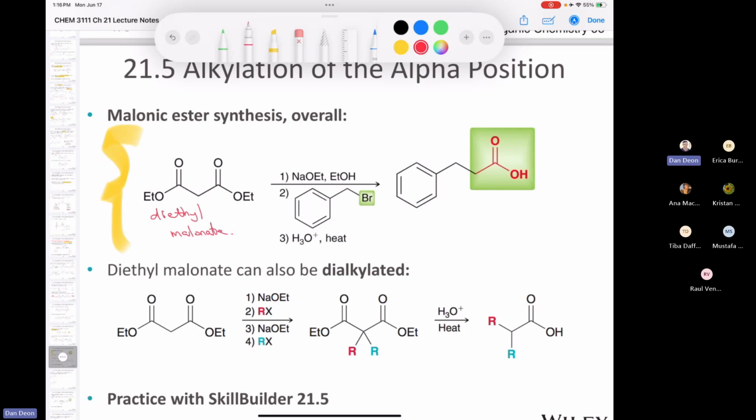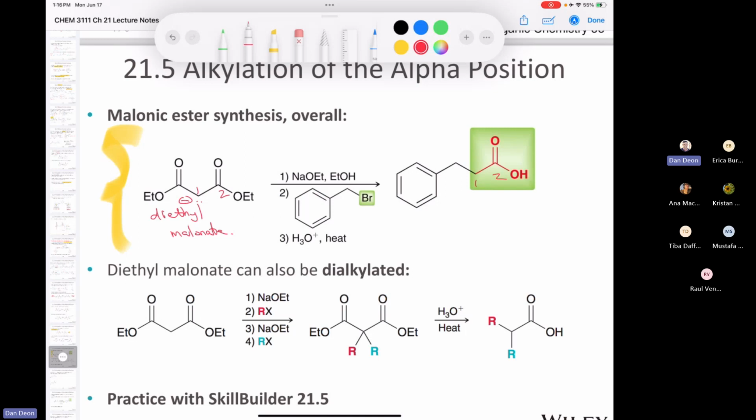Okay, this compound here. You treat it with sodium ethoxide. It gives you the conjugate base. So then the conjugate base is going to do the SN2 on your alkyl halide. Okay. Then after you do that, you heat it up with acid, and that causes the decarboxylation reaction to occur. And so you end up with what? You end up adding 2 carbons on the end of your alkyl halide like that.